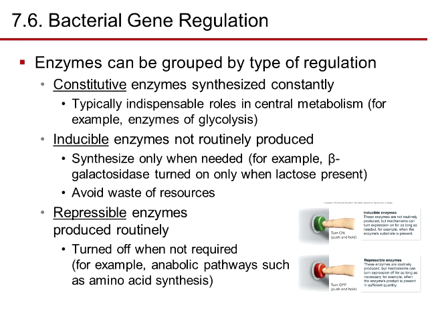Now, enzymes can be grouped by type of regulation, and they can be constitutive enzymes, inducible enzymes, or repressible enzymes. Constitutive enzymes are synthesized constantly. They typically play indispensable roles in central metabolism, for example, enzymes that break down glucose. Inducible enzymes are not routinely produced. They are synthesized only when needed. For instance, beta-galactosidase is turned on only when lactose is present and avoids the waste of resources.